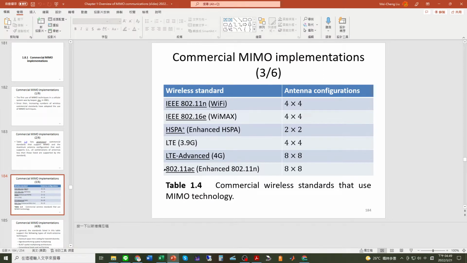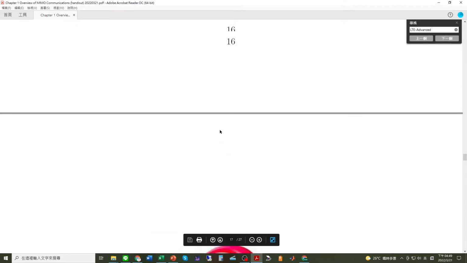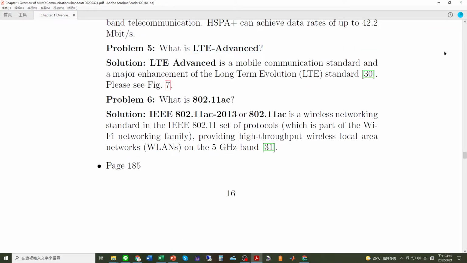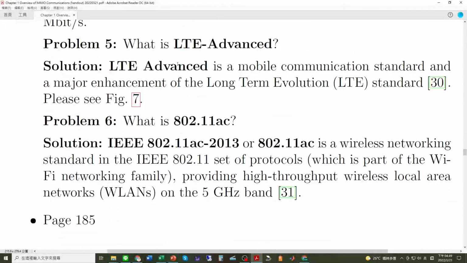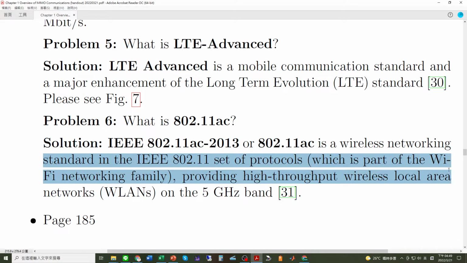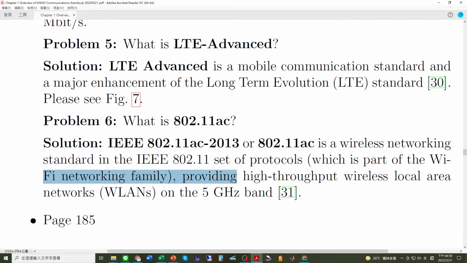Okay, finally is the 802.11ac. Okay, what is this? Problem 6. What is 802.11ac? Solution: IEEE 802.11ac 2013 or 802.11ac is a wireless networking standard in the IEEE 802.11 set of protocols, which is part of the Wi-Fi networking family, providing high-throughput wireless local area networks (WLANs) on the 5 GHz band.